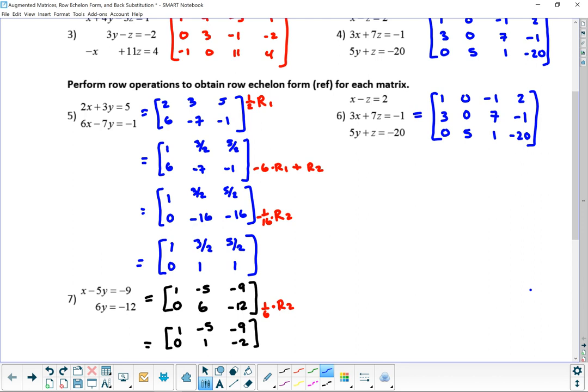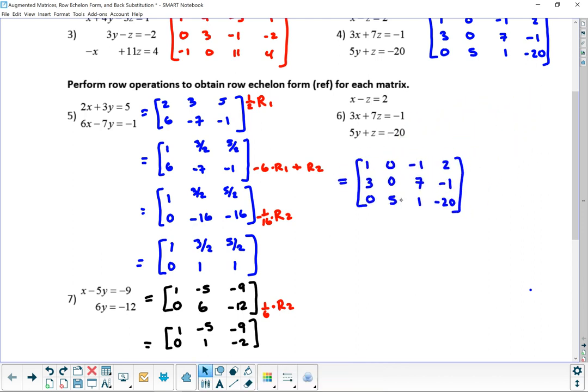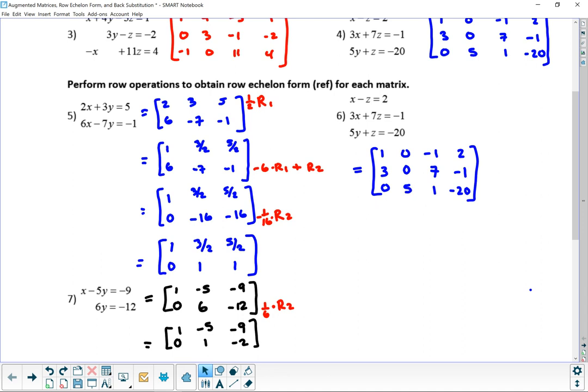Actually, I'm kind of out of space, so I'm going to go ahead and move that underneath. If you don't mind, I'm going to do it like that. Okay. All right.